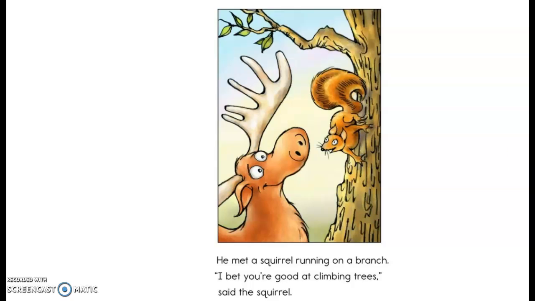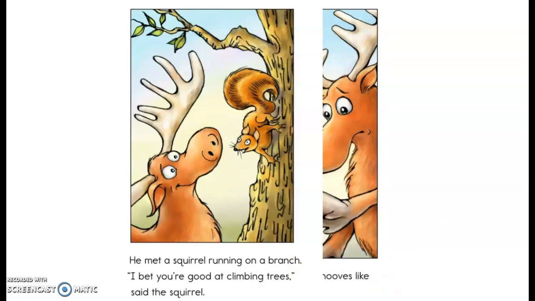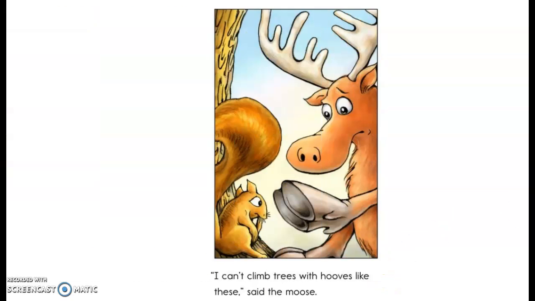So Moose meets this squirrel, and the squirrel talks about what it's good at, and it's good at climbing trees. There's lots of conversation in this story. You'll notice lots of quotation marks because the animals are talking to each other. But then the moose can't climb trees because it has these hooves. This word is hooves. That's what the moose has on its feet.